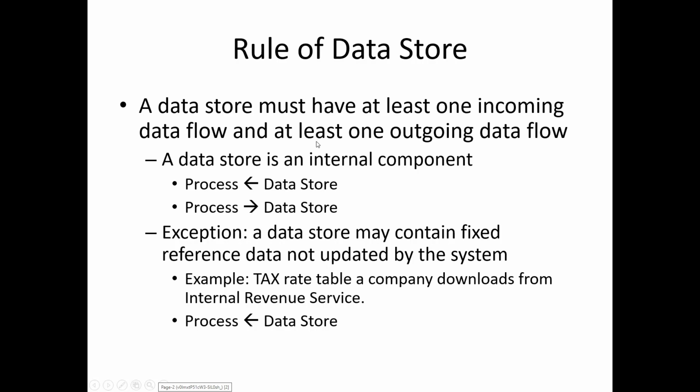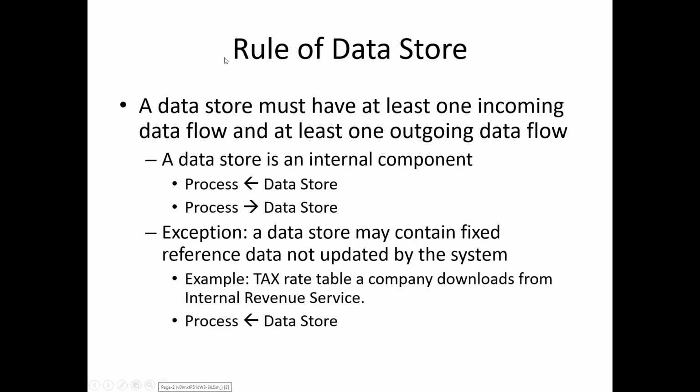Which means, actually, because a data store is an internal component, here in a data flow diagram we must see a communication. As you can see, this process retrieves information from the data store, so this data store provides information to a process. And also, we must see something like this: a process inserts data into a data store or updates data in this data store. So both directions should exist in a data flow diagram.